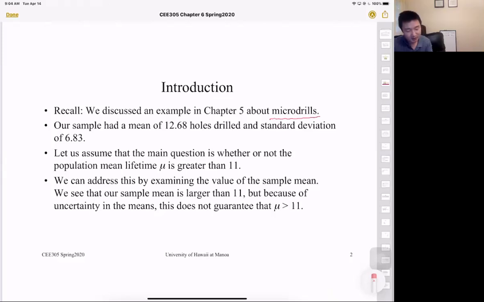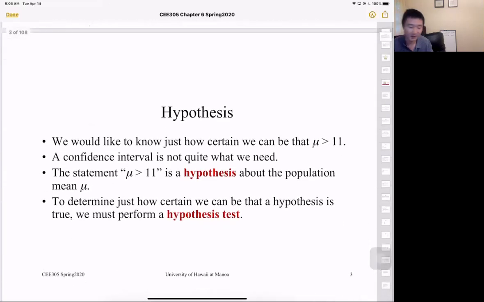We can address this question by examining the value of the sample mean, okay, which is 12.68 holes on average. So the sample mean, 12.68, is larger than 11, okay, but there's uncertainty in the sample mean. So we cannot guarantee the population mean is actually larger than 11. So we would like to know just how certain we are that mu, the population mean, is larger than 11. Even though we got a sample mean larger than 11, how sure are we?